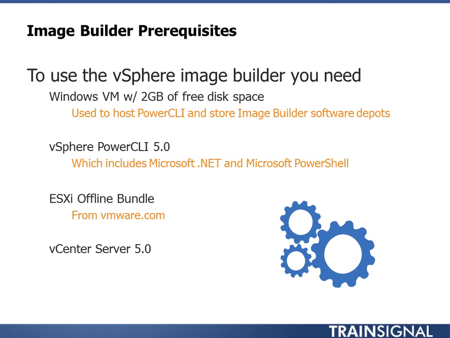But the way you get to it is you go to the downloads like you would normally go to download the ESXi installable version, and there is an offline bundle option there that's a zip file. And you also need vCenter Server 5.0.